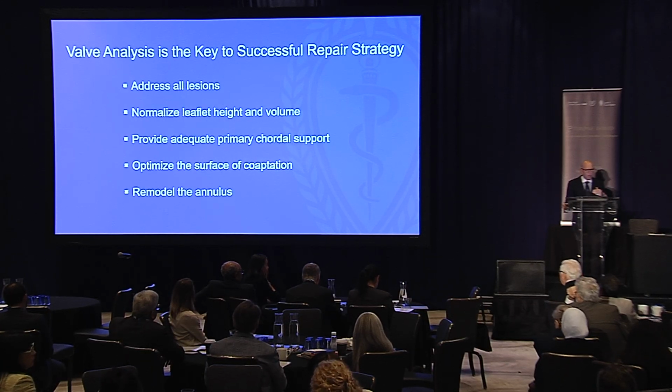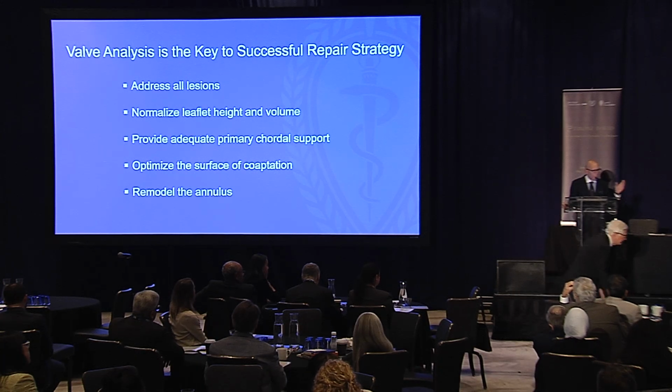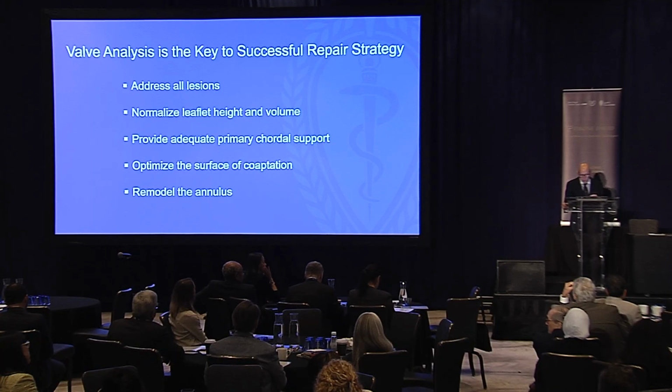One thing that's changed from the resect and respect discussion over the last decade is we want deeper closure lines. We want more of the leaflet. We want more praying hands below the annulus. And again, remodeling the annulus is really important, and it's something that I don't think is just picking a ring and throwing it on there.